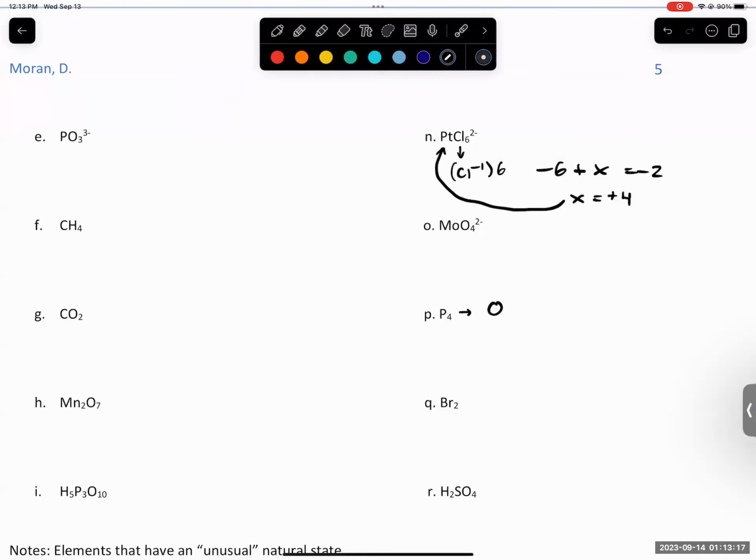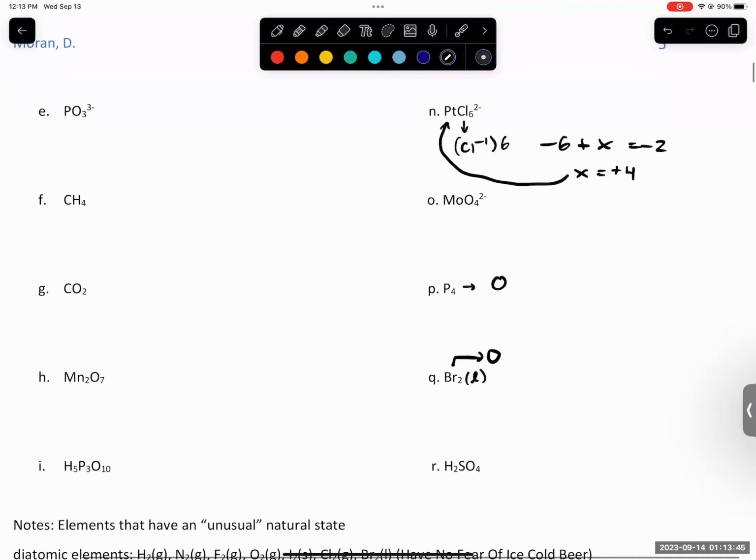What about Br2? And what is the natural state of matter for bromine? It's one of the only 2 liquids on the periodic table. So the oxidation number for something in its natural state, again, is going to be 0. Go down to I, and I think we'll call it a wrap on oxidation numbers. And you can do the rest on your own.